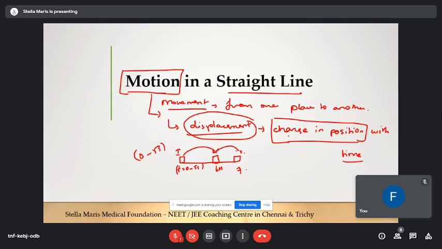So now we are going to deal with motion of objects moving along a straight line. Okay. So the motion of an object moving along a straight line is otherwise called rectilinear motion.